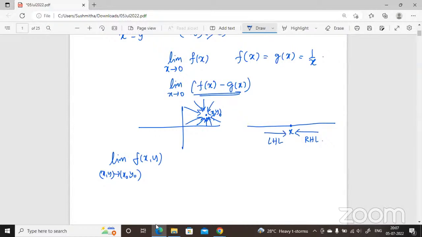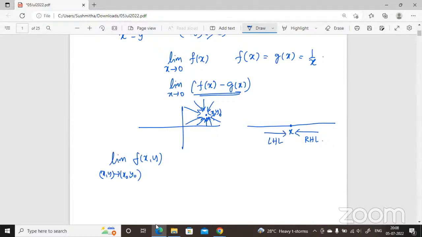Yes, ma'am, agreed. So to show that the limit does not exist is easy, just by showing two different paths along which the limits don't match, either the limit does not exist or the limits are not equal. In that case, you can show easily that the limit does not exist. Showing that the limit exists in multivariable calculus is very difficult.